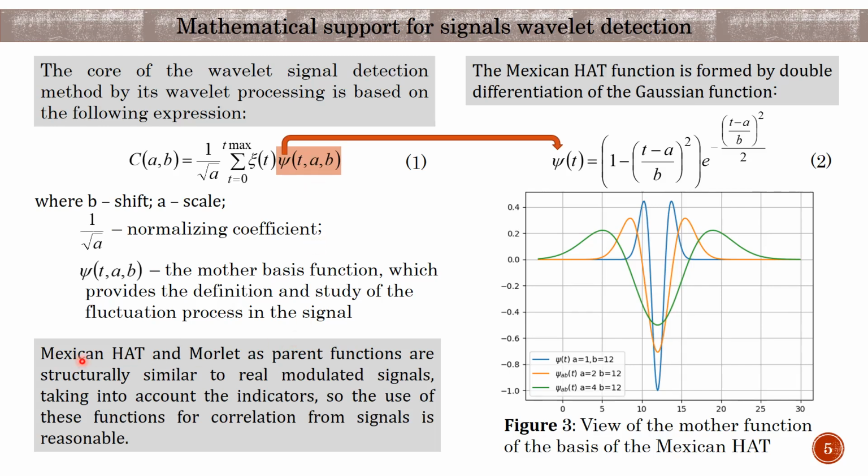Mexican hat and Morlet, as present functions, are structurally similar to real modulated signals, so the use of these functions for correlation of signals works well. The Mexican hat function is formed by double differentiation of the Gaussian function, expression 2. An example of the implementation of the Mexican hat is shown in figure 3.